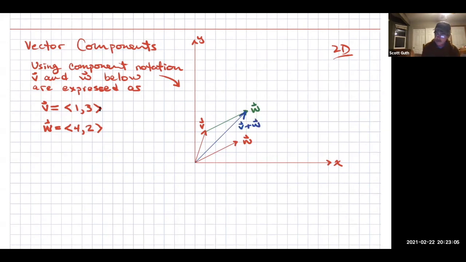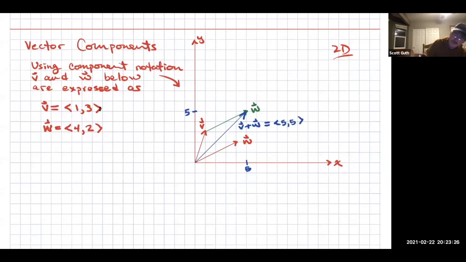Okay, and what are the coordinates? Well, V plus W, let's see if we can mark it down. 1, 2, 3, 4. This is 5. And 1, 2, 3, 4, 5. Oh, that's 5 also. So V plus W is 5, 5.